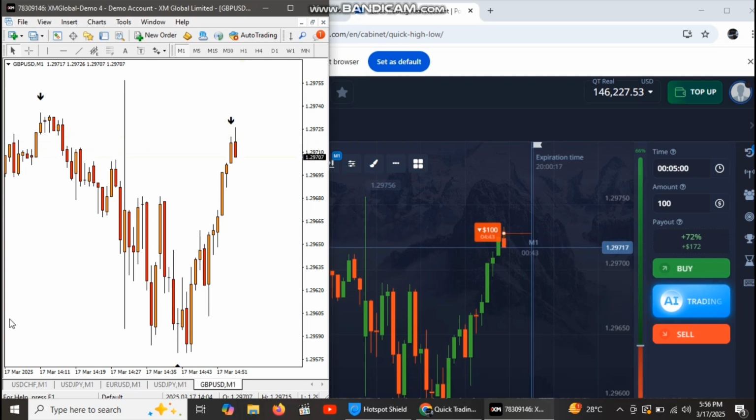Let's go to start. The session indicator is telling us a down trade has to be taken, so traders, we will trade towards down. This indicator is high accuracy, you check.